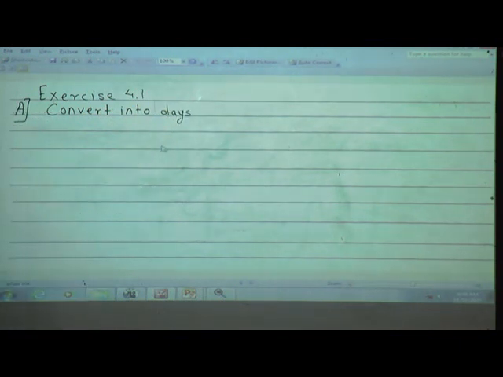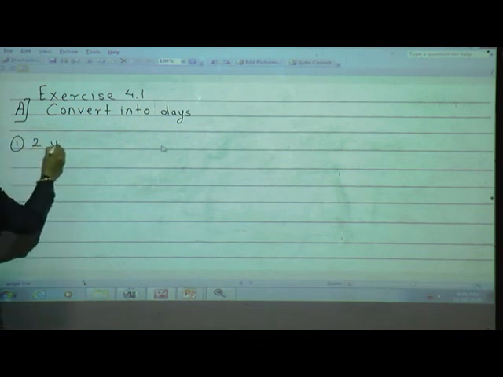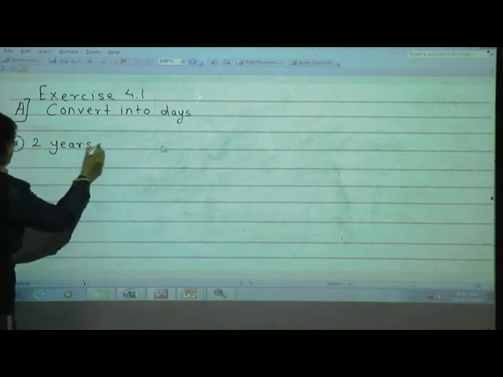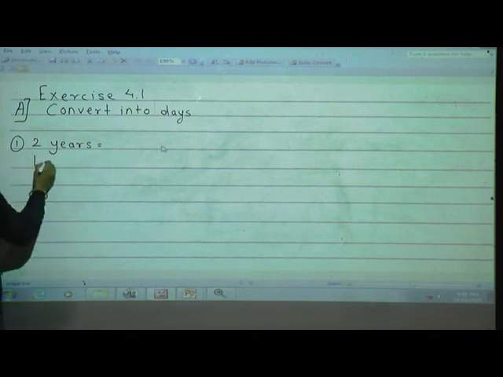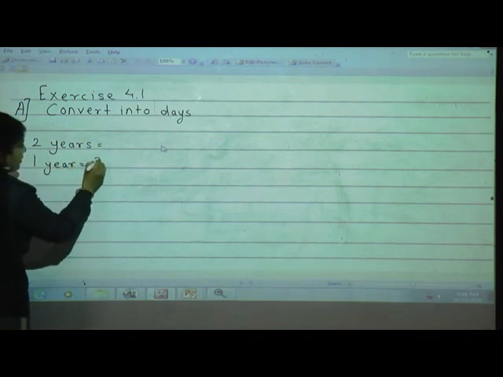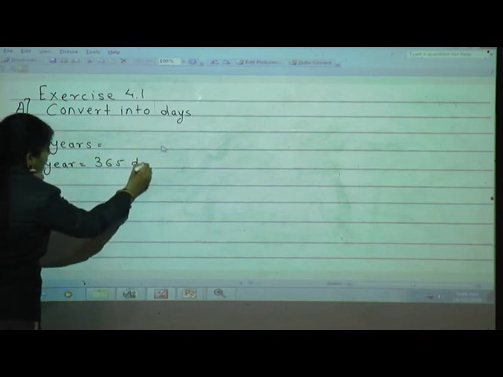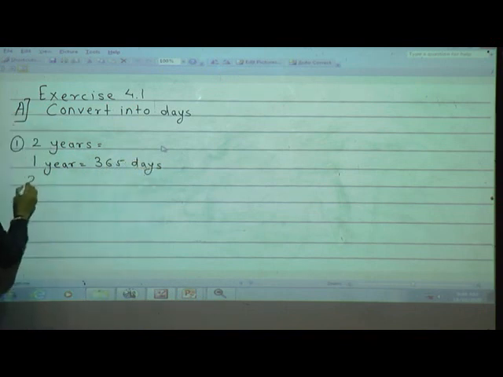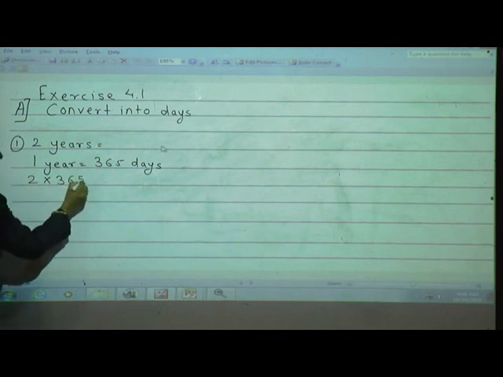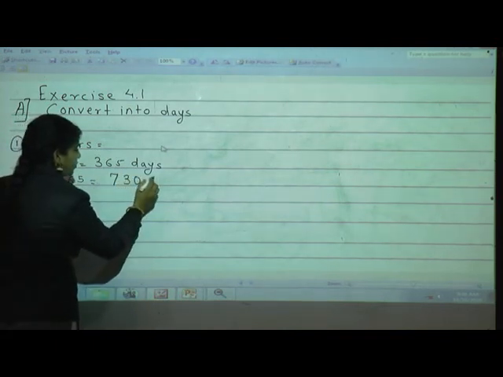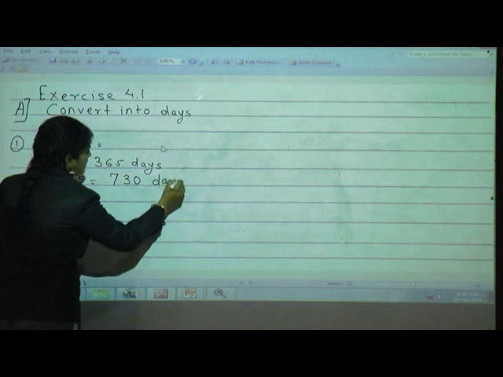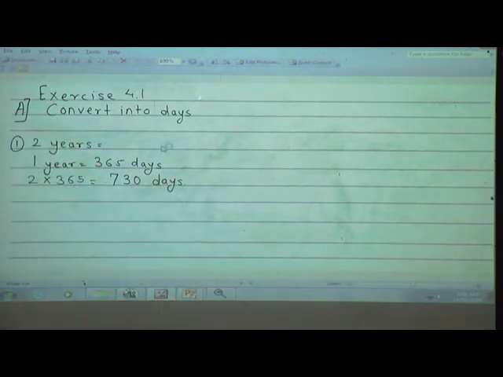Now first one, 2 years. So tell me, in 1 year how many days are there? Yes, in 1 year 365 days. So just multiply 2 by 365. Yes students, do multiplication. So what is the answer? 730 days.